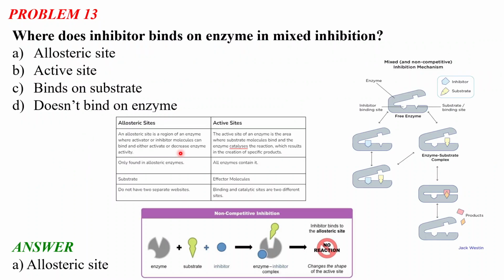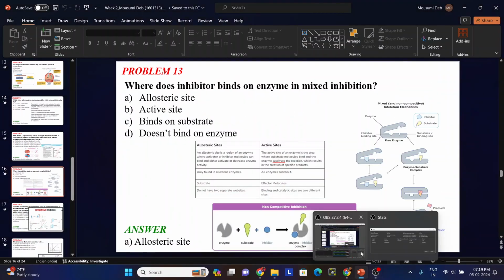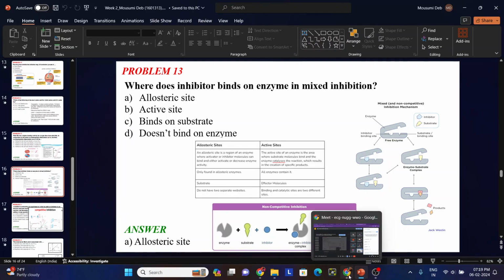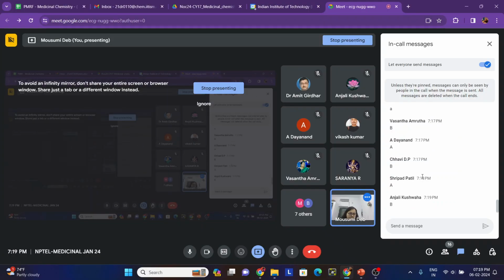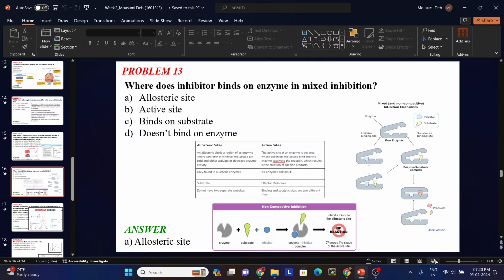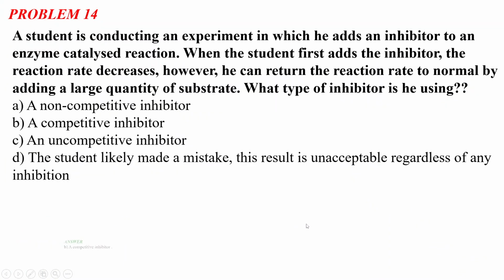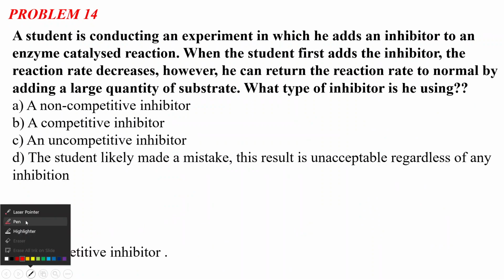Let me check the chat box and then we can discuss. Number B, number A, number B. So I have mostly A and B as answers. Let us check which. So the correct answer is B, competitive inhibitor.